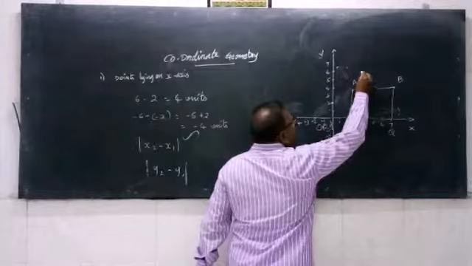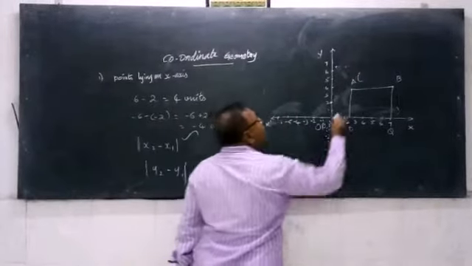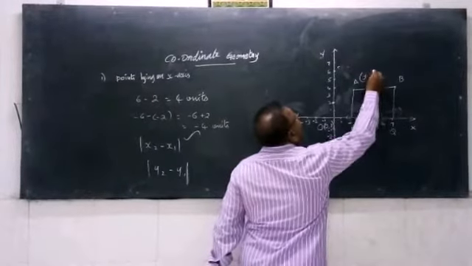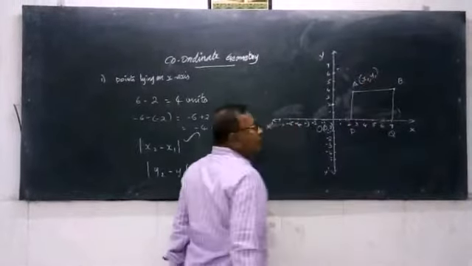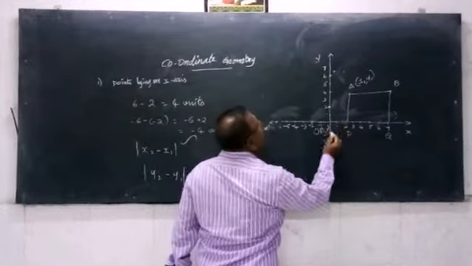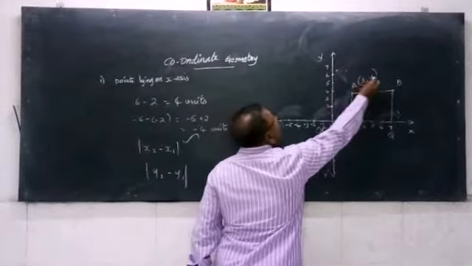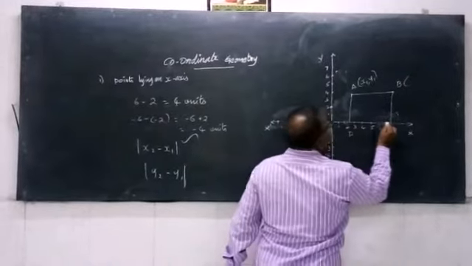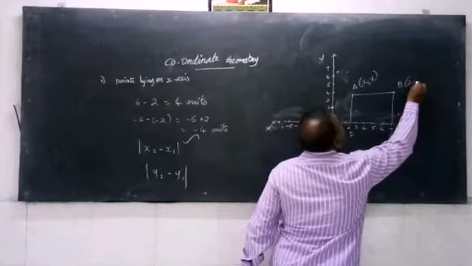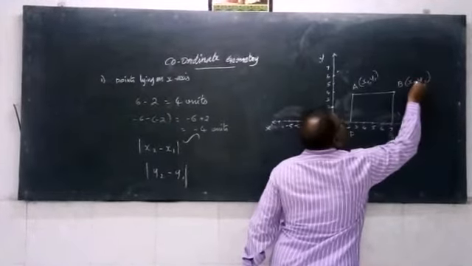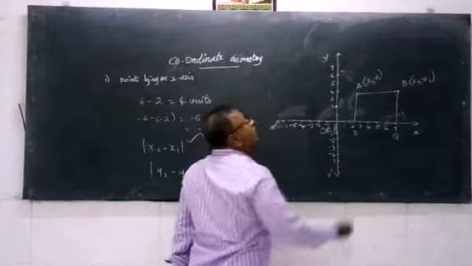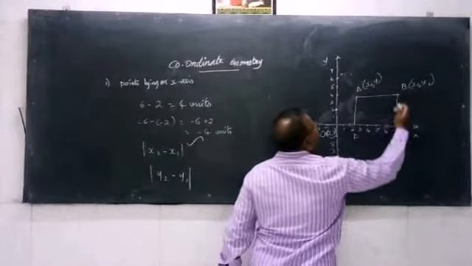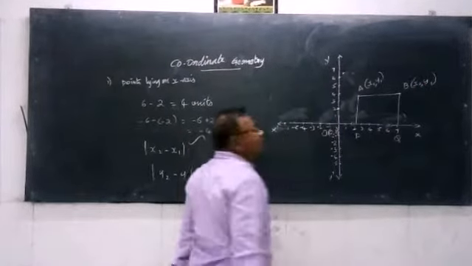Now the coordinates of the point A can be written as x1, y1. Here to here it is x1, and here to here it is say y1. Now for the point B, this is x2, y1, because there is no difference in the height here. So y1 remains the same.